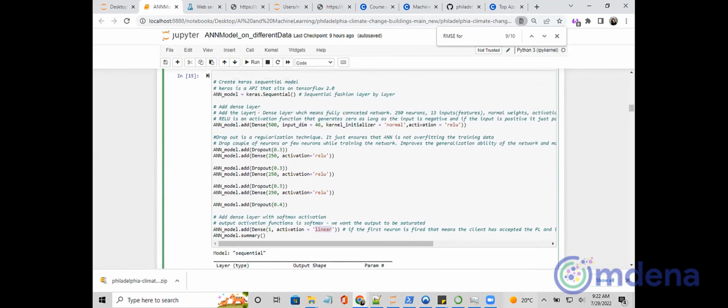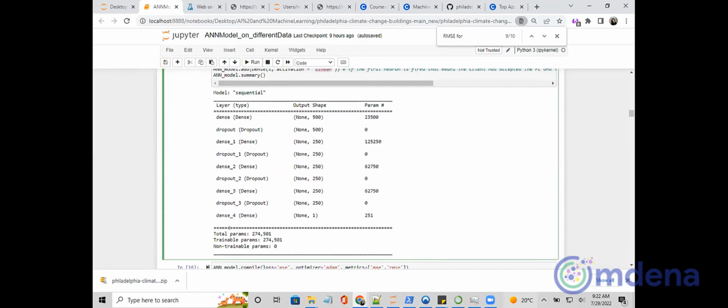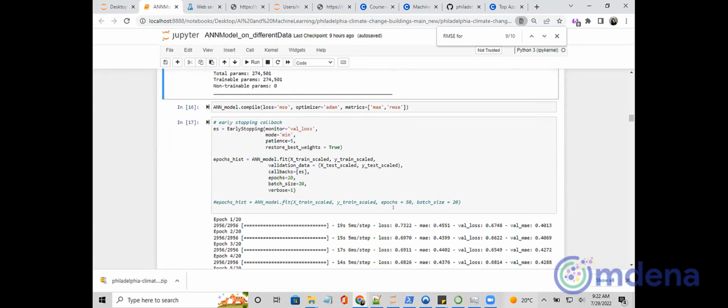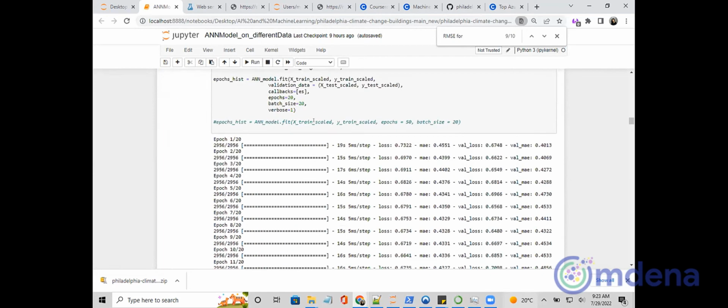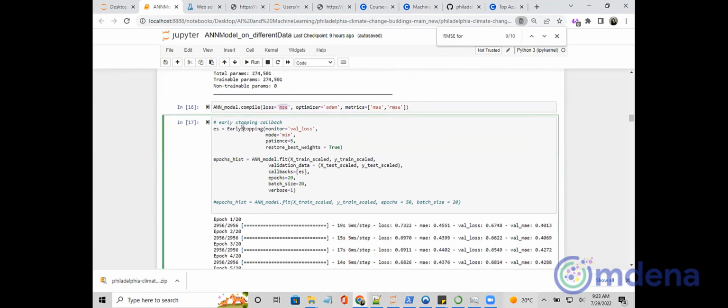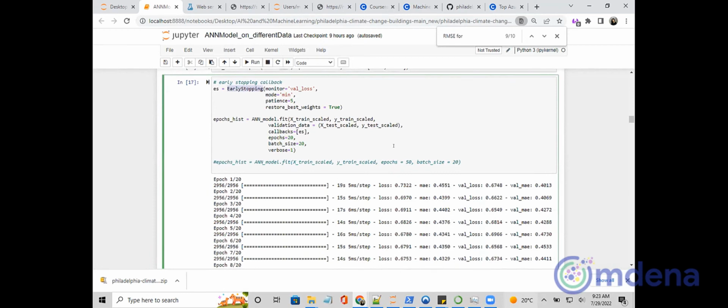Based on your layers, it will calculate your total parameters and trainable parameters and so on. These show what your sequential model looks like. Once you compile your model, I'm using mean square error as the loss, and I'm fitting the model now. Why I'm using early stopping is that an artificial neural network usually takes a lot of time to execute. In order to stop at a threshold point, you can use early stopping. The patience, you can set to some value, whatever you want.